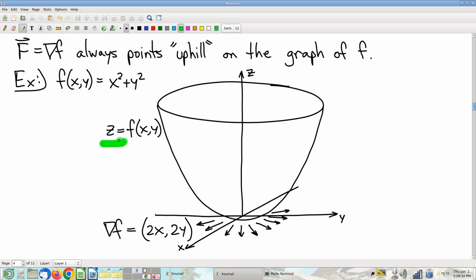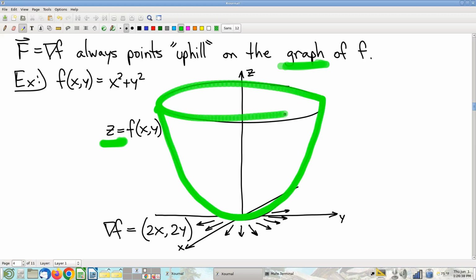If you draw the graph of a function, the gradient will always point uphill. And notice that happened here, right? So the graph is kind of a bowl. Well, it's a paraboloid, sort of a right side up bowl, as it were. And notice the gradient field is always outward. And if you think about it, that's how a bowl works, right? Uphill. If you're inside the bowl trying to climb up, you're always moving away from the z-axis.